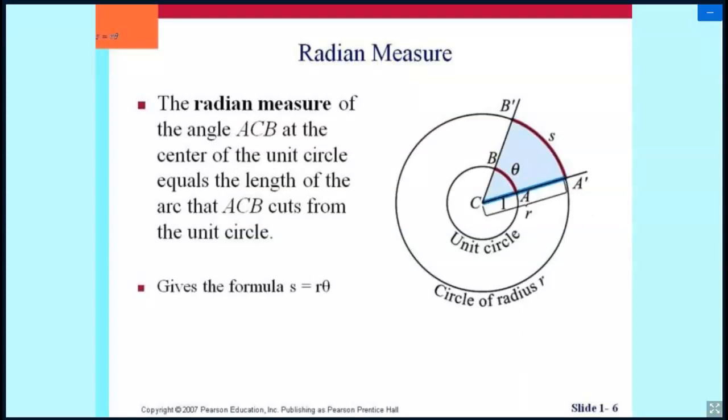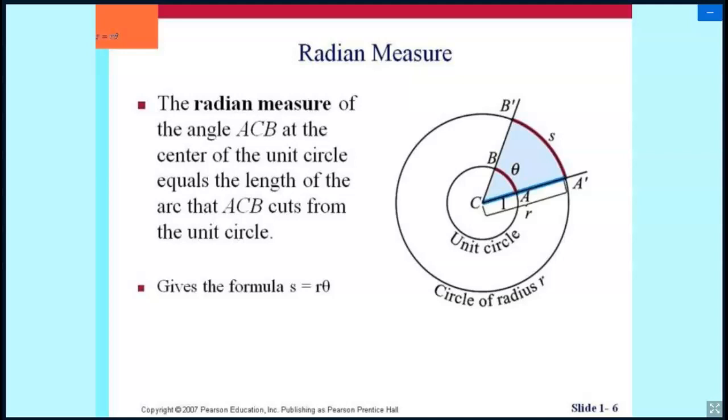Radian measure. Radian measure is the measurement of an angle at the center of the unit circle equaling its arc length on the outer edge of our unit circle. So the radian measure of angle ACB at the center of the unit circle will equal the length of the arc ACB that cuts from the unit circle.